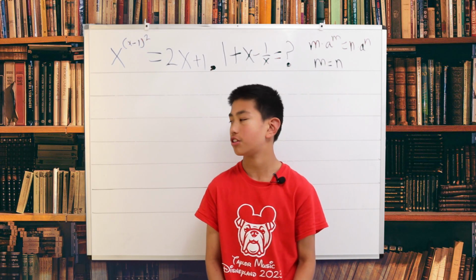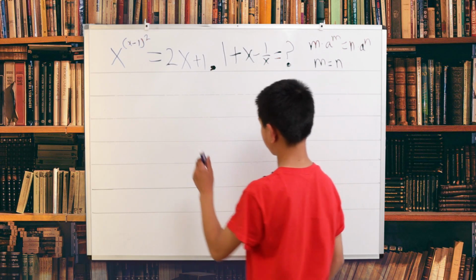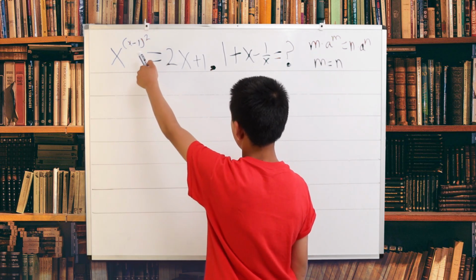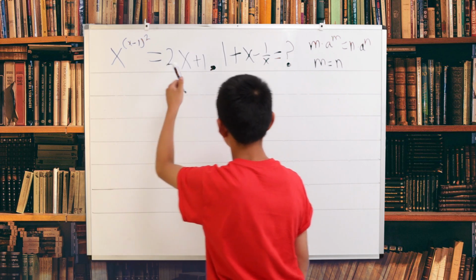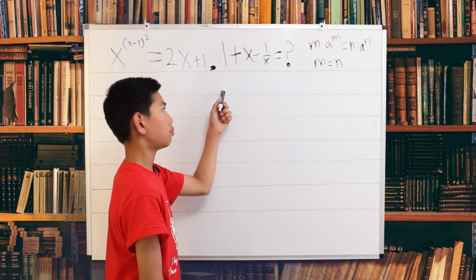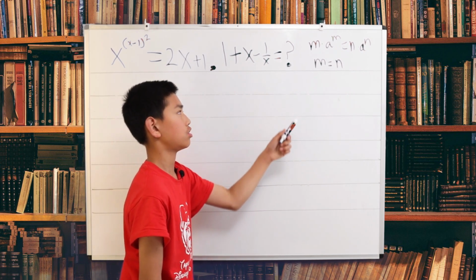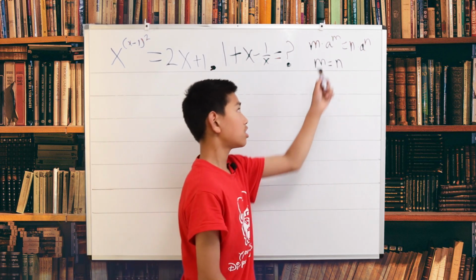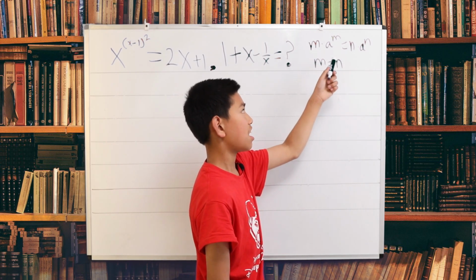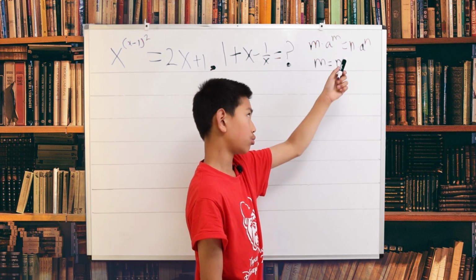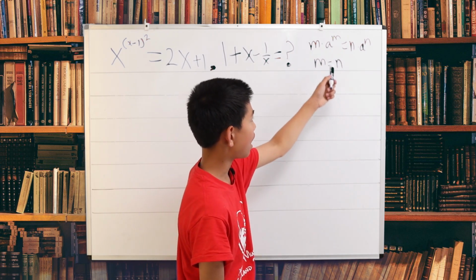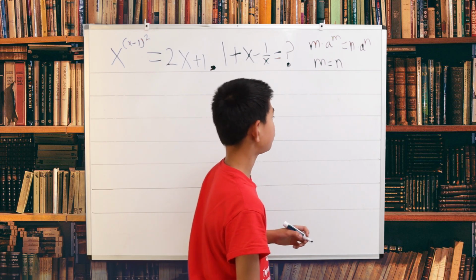What we have here is another exponential problem we have to solve. We are given that x to the power of (x minus 1) squared is equal to 2x plus 1, and we have to find out what 1 plus x minus 1 over x is. And we use this formula, which is m times a to the mth power is equal to n times a to the nth power. So m is equal to n.